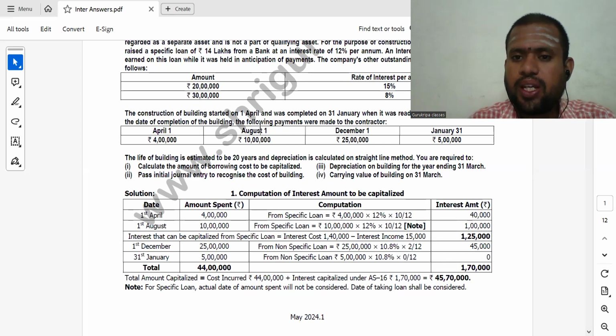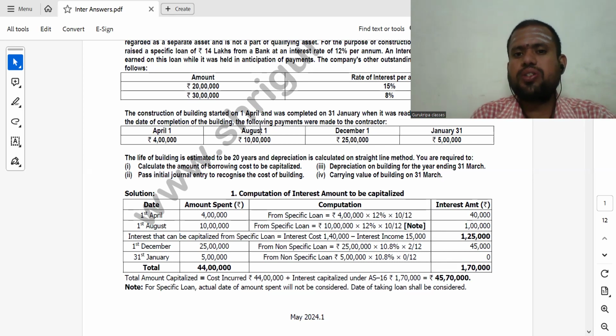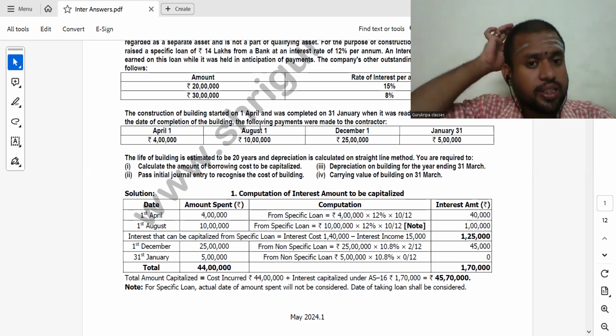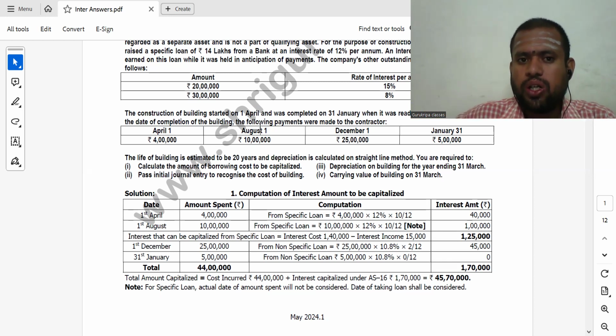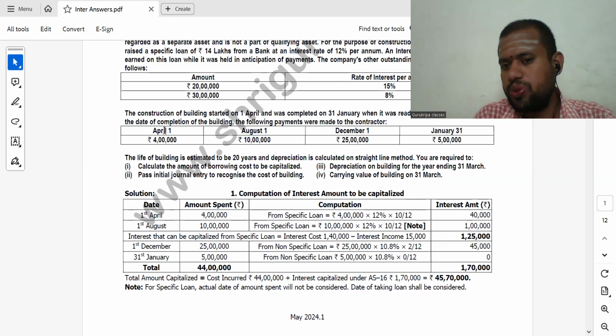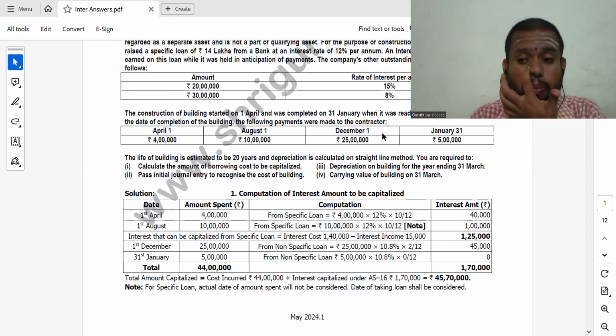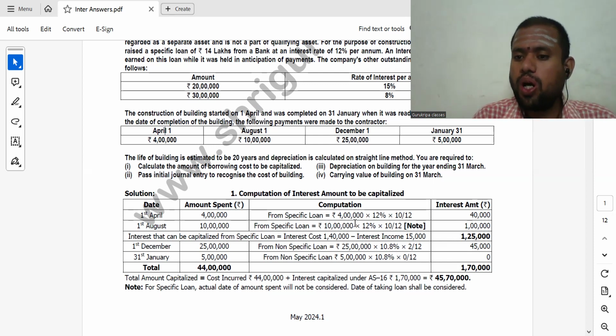AS 16 borrowing cost. Already this sum is there. One point is that interest income has to be deducted. Specific loan 14 lakhs, you spent 4 lakh in April, and in August 10 lakh you spent. So the timing factor, that is April to January, August to January end, December to January end, will not be applicable for specific loan. For specific loan, you have to apply the entire 10 months interest.